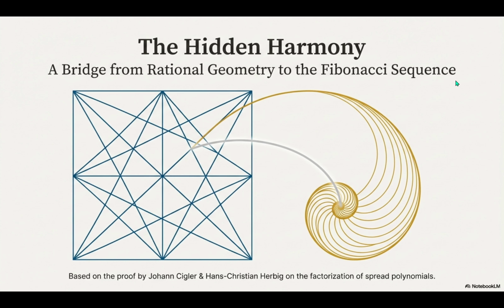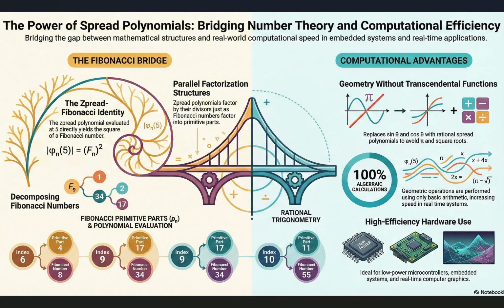We're diving into a proof by Sigler and Herbig that solved a major conjecture stemming from Weilberger's rational trigonometry. And our mission for you is to see how the factorization of these strange-sounding polynomials, spread and spread polynomials, acts like an algebraic Rosetta Stone. A Rosetta Stone that unlocks the Fibonacci numbers. Exactly. It reveals their deep structural core.